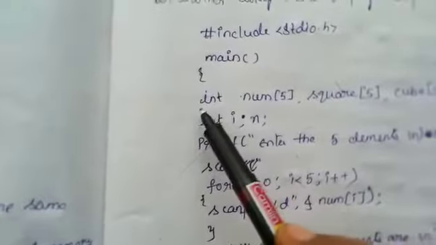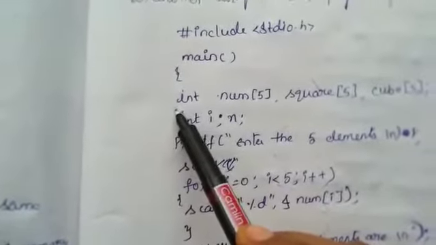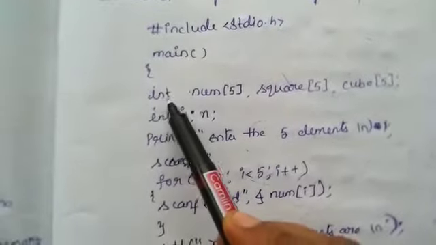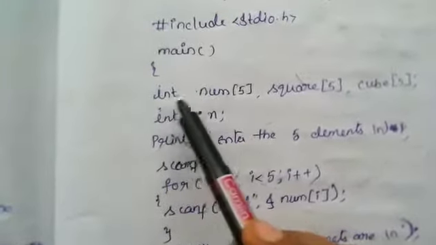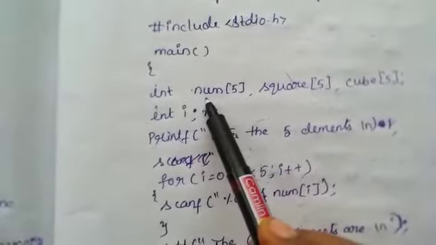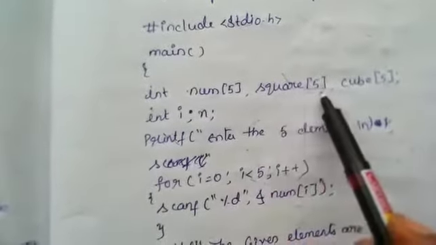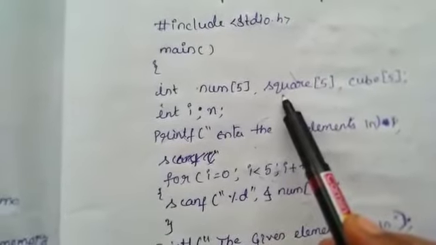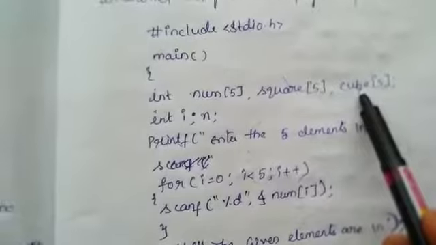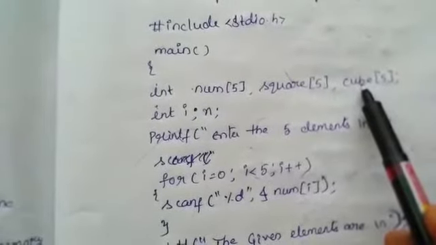Here we are taking three arrays of type int, because we are storing only integers. num[5] is one array which stores the 5 elements, square[5] stores the squares of those elements, and cube[5] stores the cubes of the given elements.